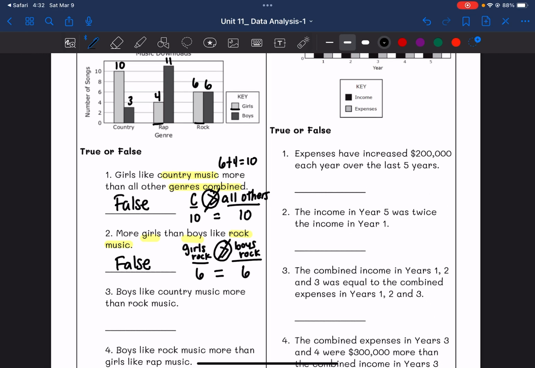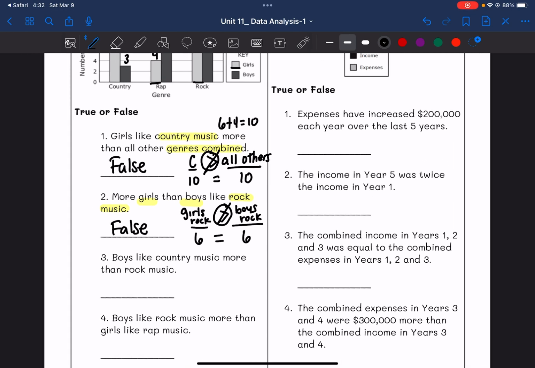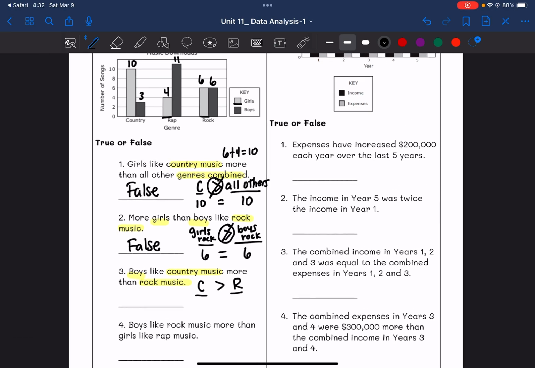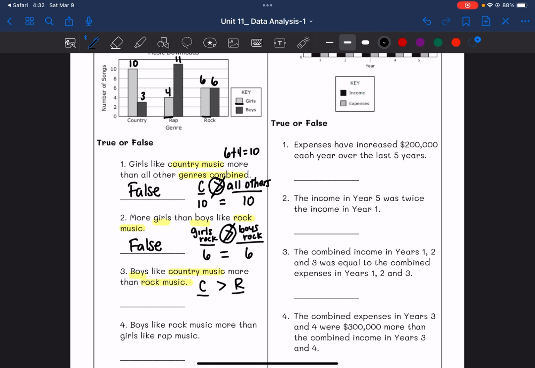Let's go to the next one. Boys like country music more than rock music. Here we're only looking at boys, but we're looking at country versus rock music. So let's write country more than rock music. For the boys, which is the darker color, there are 3 boys that like country and 6 boys that like rock. This is also false because 3 is less than 6, not more than.